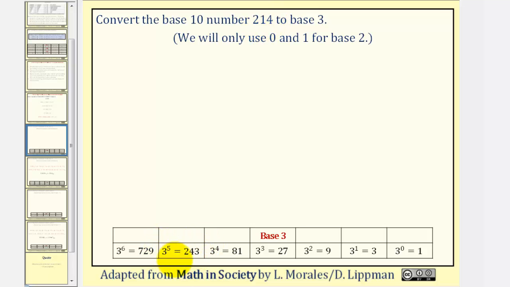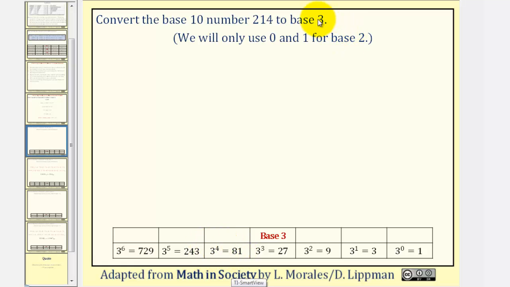Well, notice 3 to the 5th would be too large, so we'll divide by 3 to the 4th, or 81. And because we'll be dividing by 3 to the 4th, notice how our number in base 3 is going to have 1, 2, 3, 4, 5 place values. Let's go ahead and set that up. 1, 2, 3, 4, 5, just so we don't miss any place values.